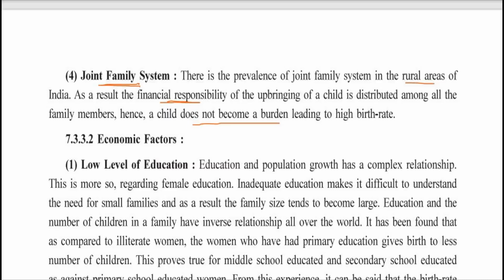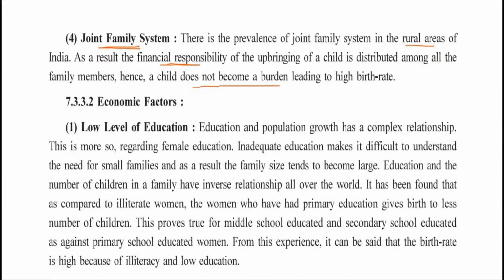Because see, in a nuclear family where a husband and wife are only living and they are alone in a small flat, they will prefer a smaller family. A large family is a big burden for them, financially and even otherwise. But in a joint family, it is all taken care of. The financial burden is shared, social burden is shared, upbringing burden also is shared. So that is why the joint family system leads to a higher birth rate or bigger families.